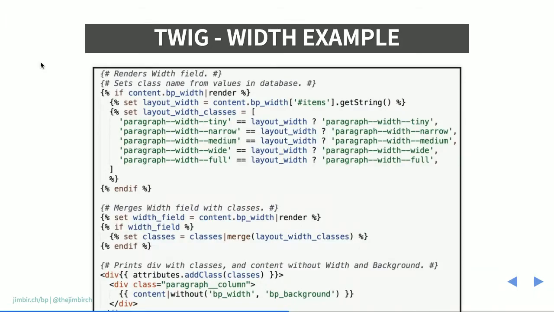The second chunk merges with field with classes. So every entity on Drupal has this classes element variable. We basically take that, merge it in, and then print it at the bottom. I tried to comment all throughout the template, so you see these gray lines with the bracket and hashtag. Basically every chunk I'm putting in there, I try to comment what it is doing.